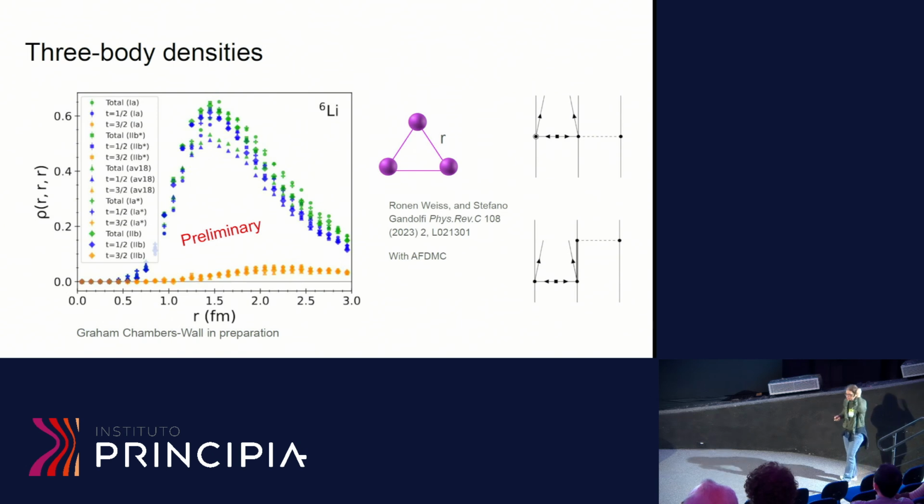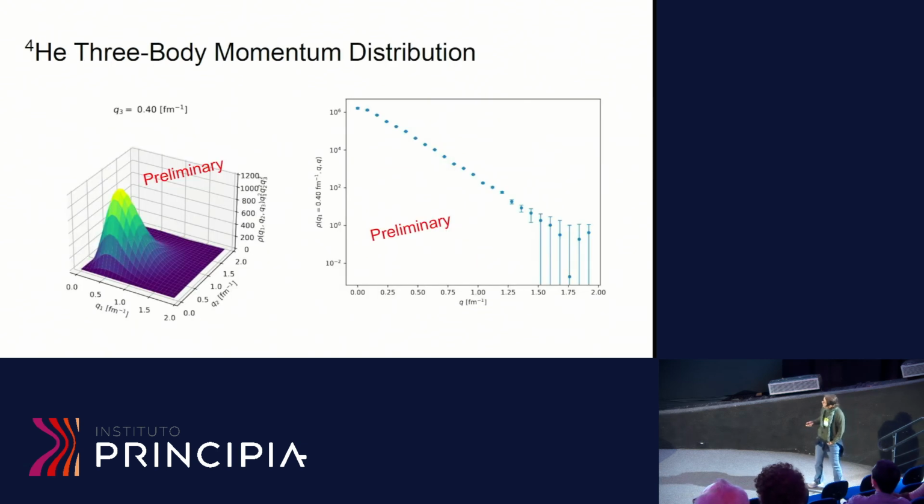This is just a teaser because yesterday Nir Barnea mentioned this paper. So these are three-body densities. Ronen Weiss and Stefano Gandolfi studied them with the auxiliary field. We are currently looking, with Graham Chambers-Wall and Emanuele Benedetti, at 3-nucleon corrections in the neutrinoless double beta decay potential. So, of course, the first step was to understand the 3-nucleon density first and then move on to this 3-nucleon correlation. And this is, again, another teaser, the 3-nucleon momentum distribution.